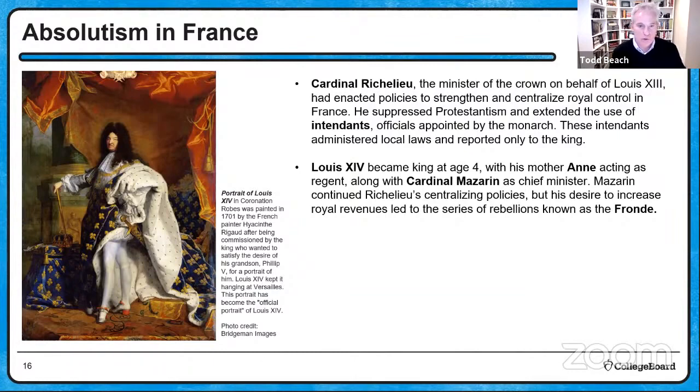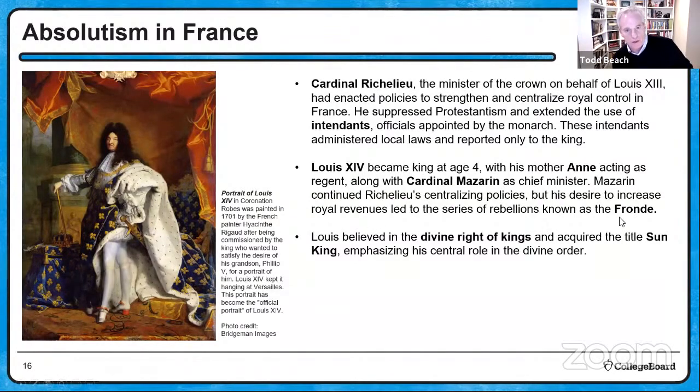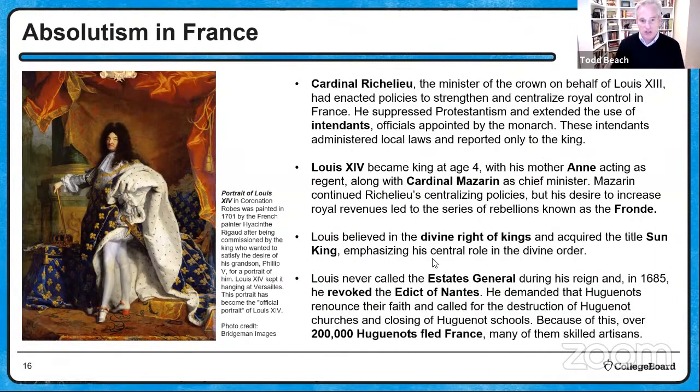Bullet 2 is Louis XIV. He becomes the king. His mother, Anne, is the regent, along with Mazarin, his chief minister. They continue Richelieu's centralizing policies, but his desire to increase royal revenues will lead to a series of rebellions known as the Fronde, because increasing revenues is really just language for we're going to tax people so we have money coming in. Louis believes in the divine right of kings, and he acquires the title of Sun King, emphasizing his central role in that divine order.